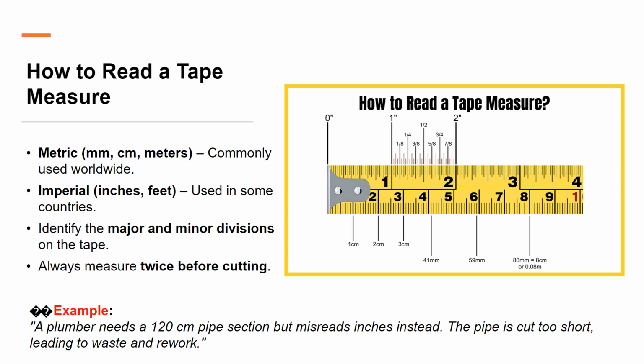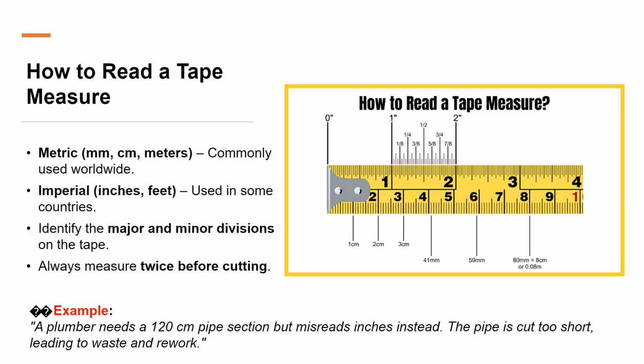First, know your systems. There are two systems you'll encounter. The metric system, millimeters, centimeters, meters, standard across most of the world. The imperial system, inches and feet, still common in places like the US or on imported fittings. If you mix them up or confuse one for the other, your pipe will either be too short or too long. And in plumbing, there's rarely a second chance to cut right.